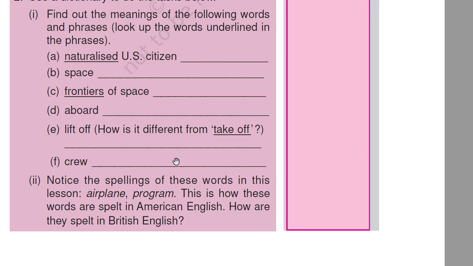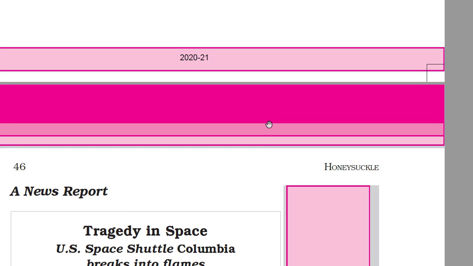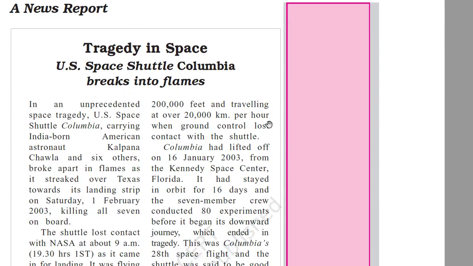Okay students, let's see our news report. You see the news report: Tragedy in space. US space shuttle Columbia breaks into flames.